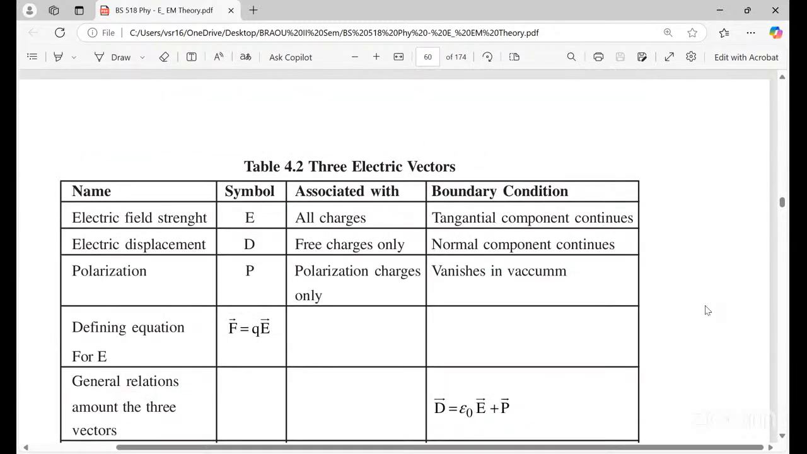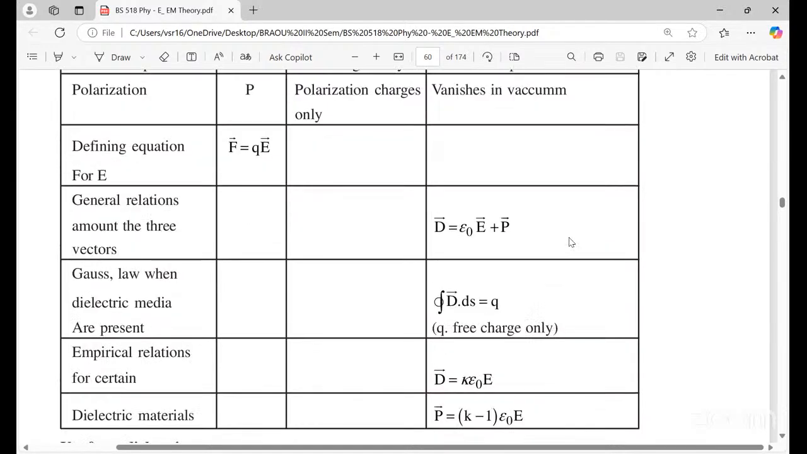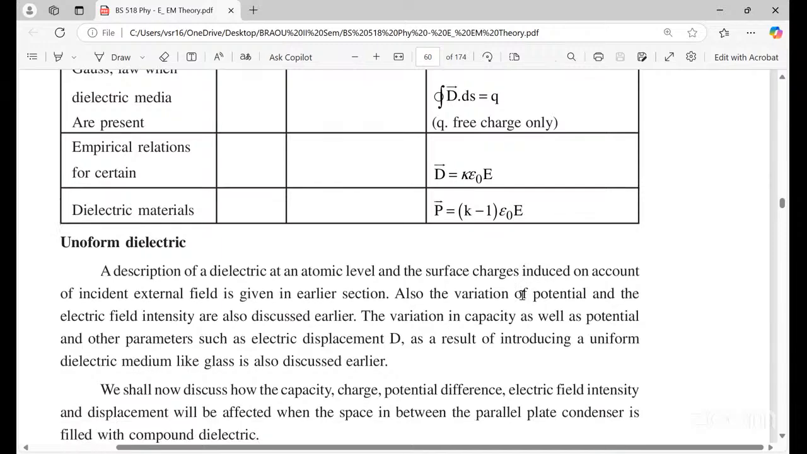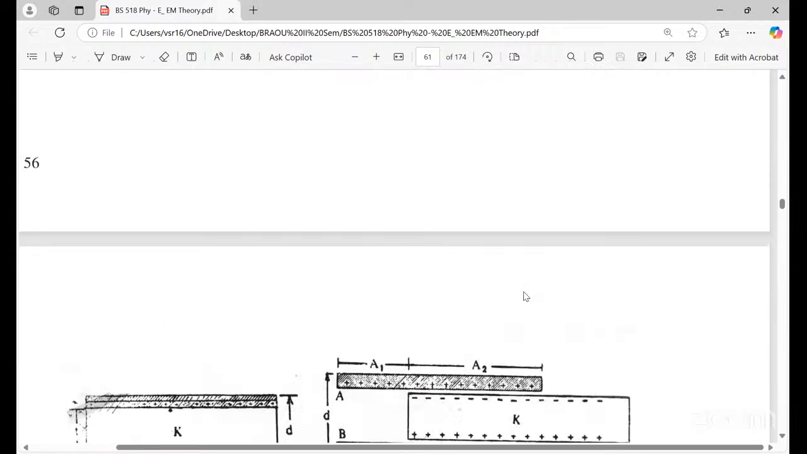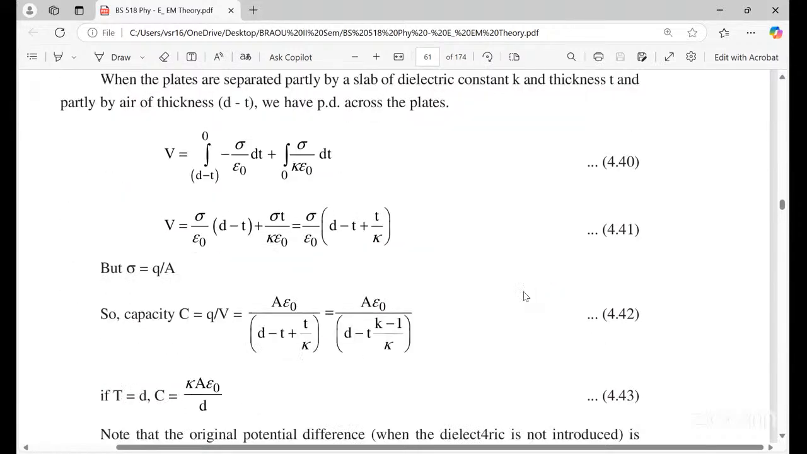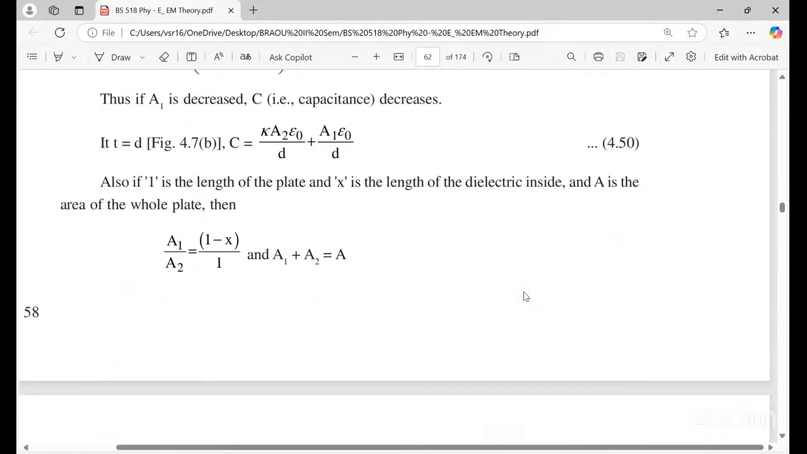So what are the three vectors? Electric field strength E, displacement D, polarization P. The electric field strength is associated with all charges, displacement is for free charges only, and polarization is for polarization charges. Okay. The general relation is D equals epsilon naught E plus P. You need to remember this. So this is the figure, and from this figure only, you have to calculate the potential. Go through this calculation. This is very, very important.